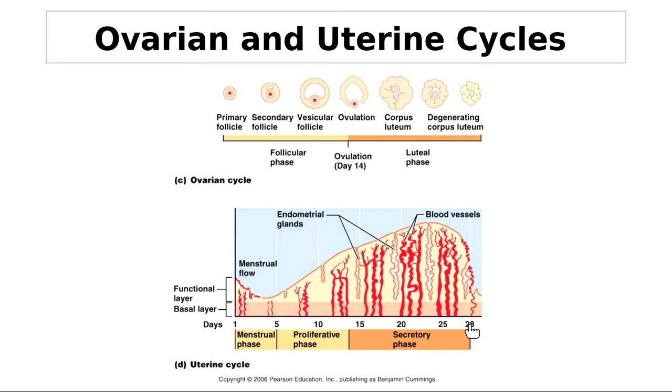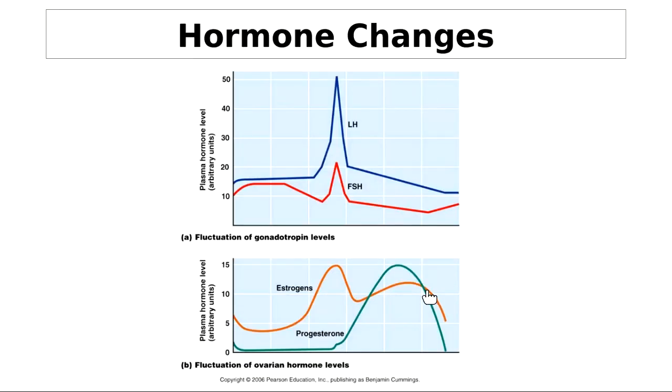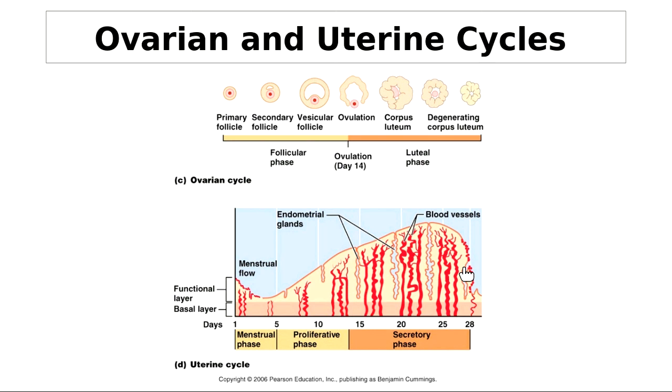So again, you can see that once the estrogen and progesterone start to drop at the end of this picture, the levels drop and the menstrual cycle starts. The stratum functionalis starts to slough off, and it even lasts for the first few days.